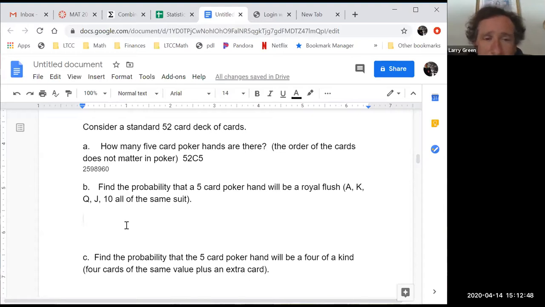Okay, so now let's find the probability that a 5-card poker hand will be a royal flush. And a royal flush means ace, king, queen, jack, 10, all of the same suit. So I want to remind you, this is very important, when you're doing probabilities, what do they always look like mathematically? Starts with an F. Yeah, fraction. Okay, so we're going to have a fraction.